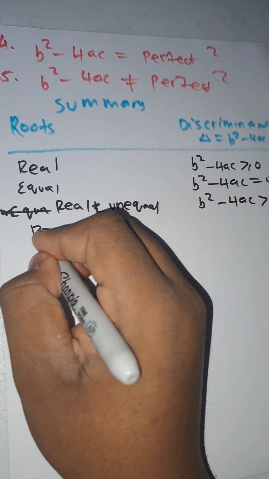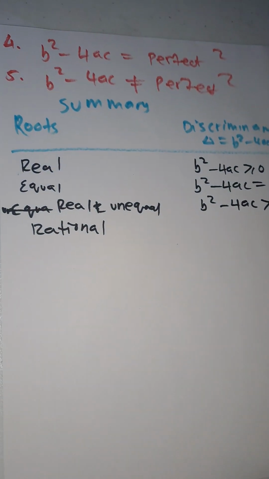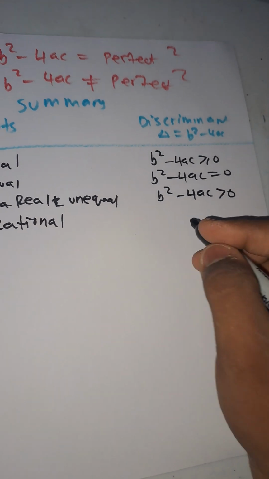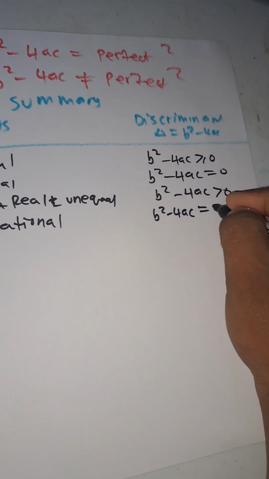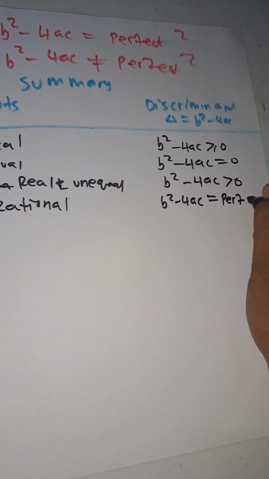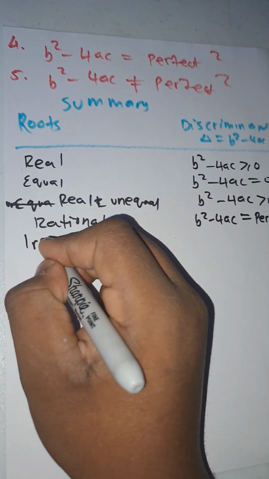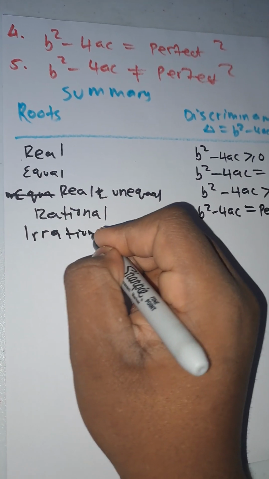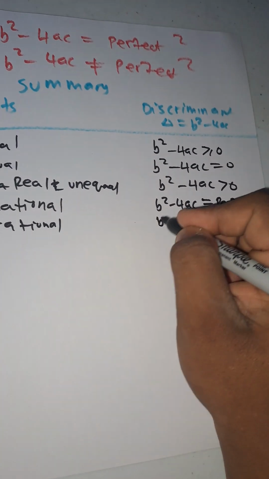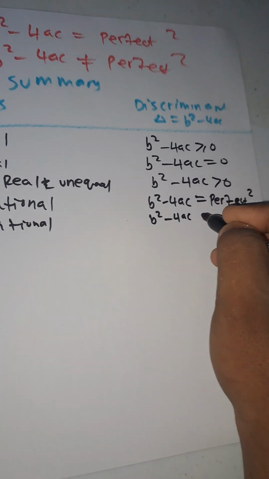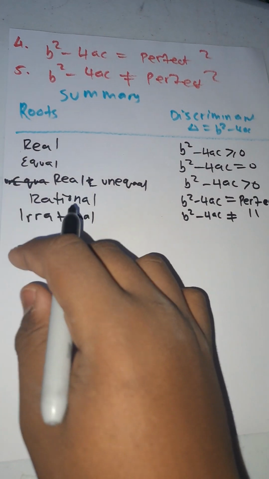And then I have the rational roots, whereby the b squared minus 4ac, or the discriminant, it is what? Equals to a perfect square. And then the irrational, whereby what? Your discriminant, it is not equals to the perfect square. You see the difference? This one is kind of easy.